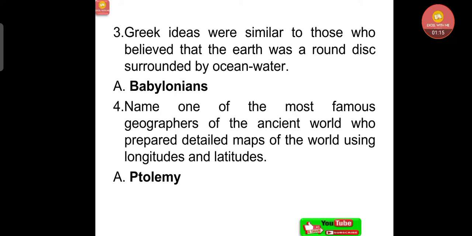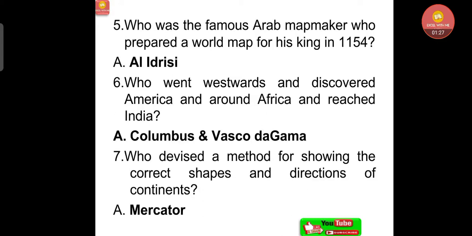Name one of the most famous geographers of the ancient world who prepared detailed maps of the world using longitudes and latitudes, that is Ptolemy. Who was the famous Arab mapmaker who prepared a world map for his king in the year 1154, that is Al-Idrisi. Who went westwards and discovered America, and around Africa and reached India? That is answer Columbus and Vasco da Gama.